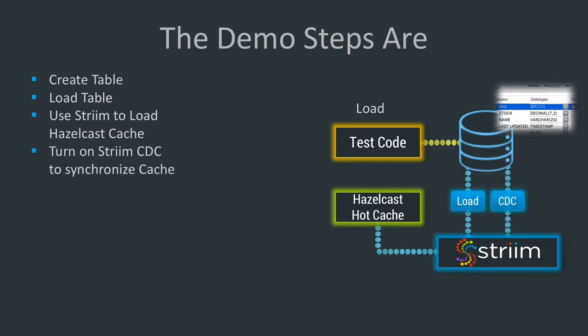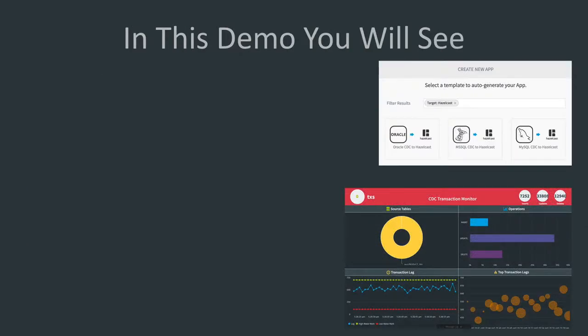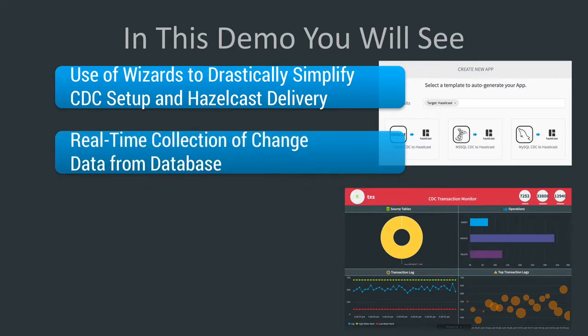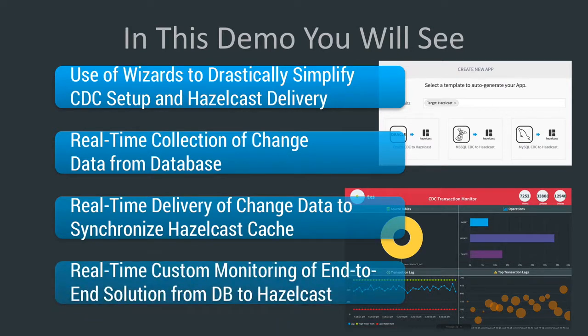Next, we create a CDC flow from the database and use this to deliver live changes into the cache. We run continuous modifications against the database, which are replicated to the cache. After some time, we dump the database and the cache to files and run a diff to prove that they are the same. In this demo, you'll see the use of wizards to simplify the CDC setup and delivery to Hazelcast, real-time CDC from the database, real-time delivery of change to synchronize the cache, and a real-time custom monitoring of the whole solution.